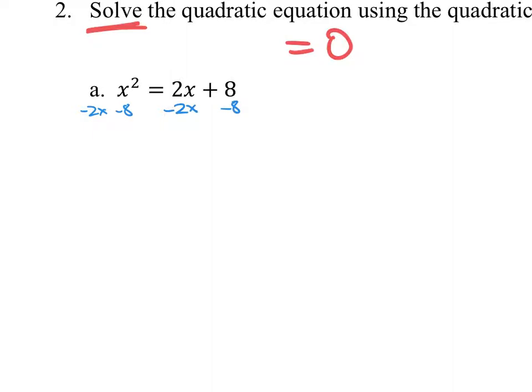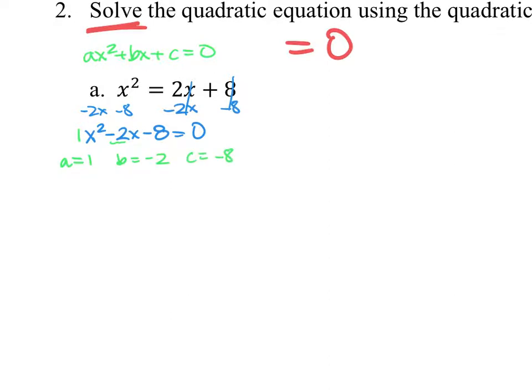Now I went ahead and did that in one step. I'm hoping we can follow along with that. So we get x squared minus 2x minus 8 equals 0. We're left with 0 on the right-hand side. So what we need to do is to identify the a, the b, and the c. So in this particular case, let me just write the standard form up here of a quadratic. In front of the x squared, the a is a 1. The b, which is in front of the x, is a minus 2. And the c is that minus 8, the constant on the right.